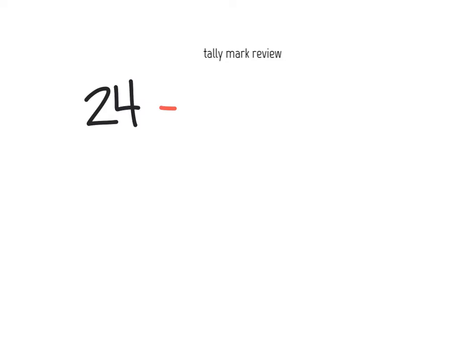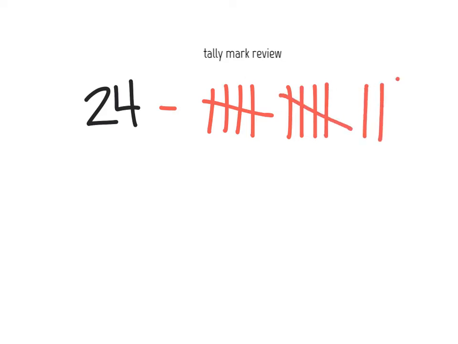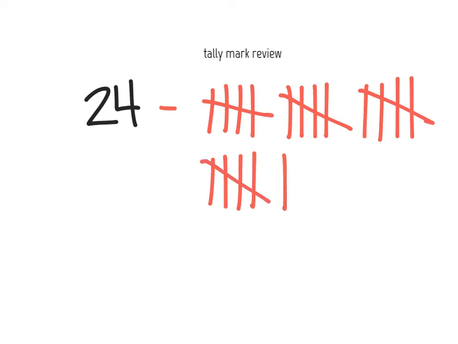So that's a little bit different than what you guys are doing, because every day I'm giving you a new number that you're making tally marks for. But here we go. So 24 is going to look like this. 1, 2, 3, 4, 5, 6, 7, 8, 9, 10, 11, 12, 13, 14, 15, 16, 17, 18, 19, 20, 21, 22, 23, 24. So let me grab my pointer. 5, 10, 15, 20, 21, 22, 23, 24. So that's just a quick little review on tally marks.